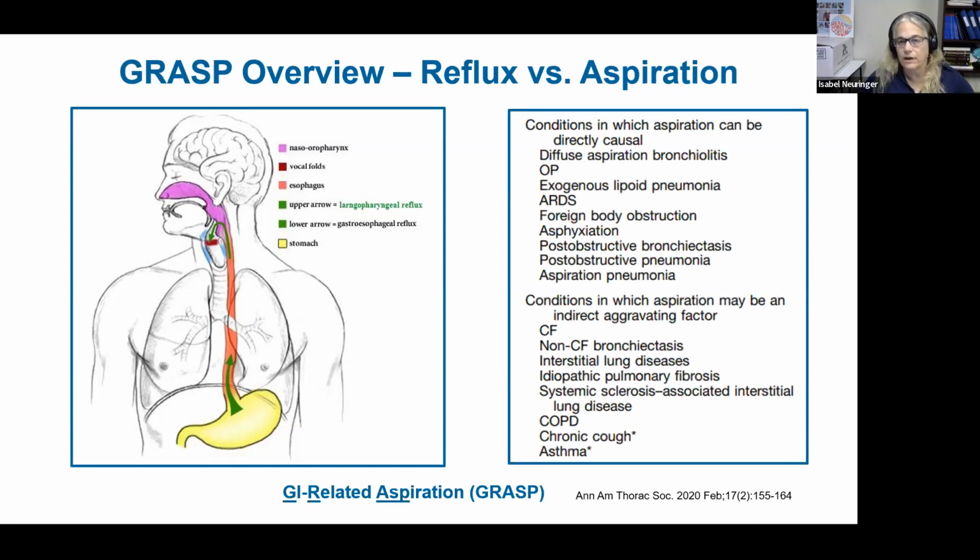As mentioned, reflux can directly affect the lungs, causing pneumonia and direct aspiration. It can also exacerbate conditions underlying lung disorders, such as CF, non-CF bronchiectasis, interstitial lung disease, COPD, chronic cough, and asthma. There are physiologic checks along the way from the stomach up to the lungs to try and reduce reflux. We have the lower esophageal sphincter, the upper esophageal sphincter, and the glottis.